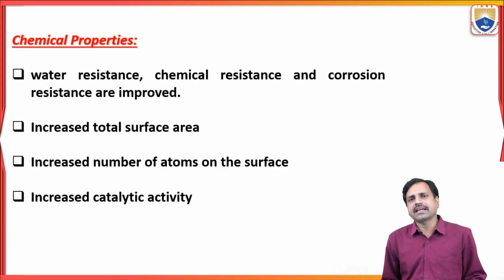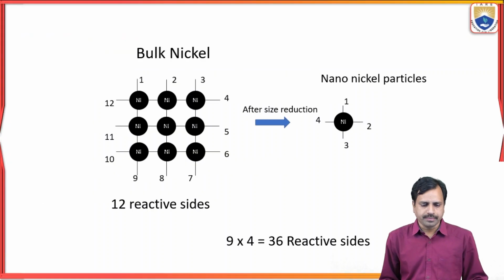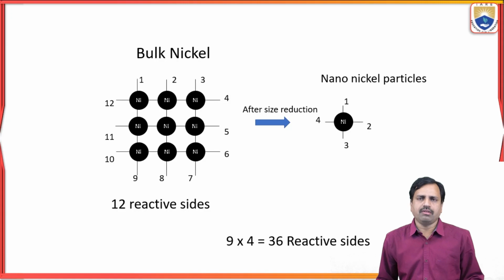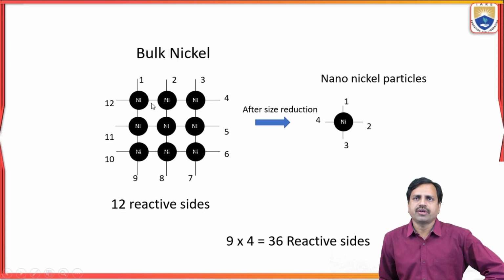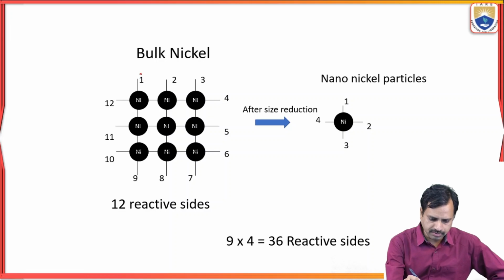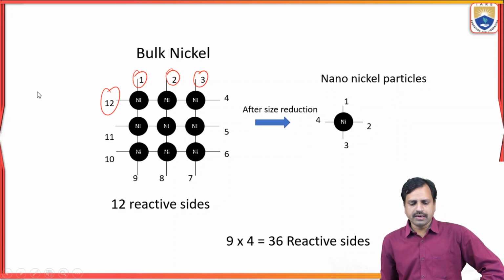So the catalytic activity will be based upon how much activity there is. So we can see one example. You can see this is bulk nickel. So 1, 2, 3, 4, 9 atoms. So this is considered as one number. So this number is one active site. This number is one active site. These numbers are 12 active sites. 12 reactive sites, or we can also call them active sites.